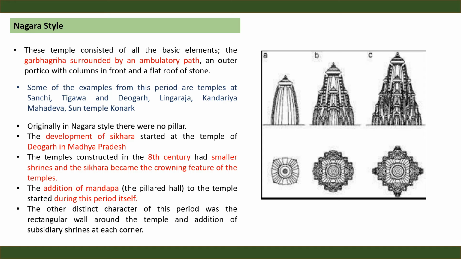Then the development of the Shikara started at the temple of Deogarh in Madhya Pradesh. The temple constructed in the 8th century had smaller shrines, and the Shikara became the crowning feature of those temples. Later on, the addition of the Mandapa, that is the pillared hall, to the temple started during this period itself. The other distinct character of this period was the rectangular wall around the temple and the addition of subsidiary shrines at each corner.